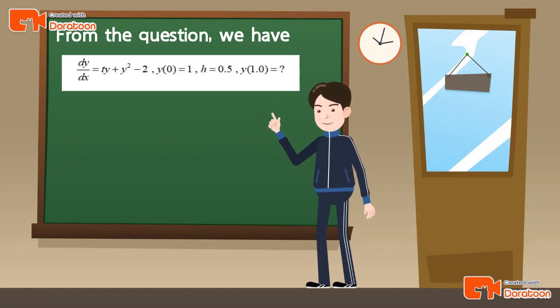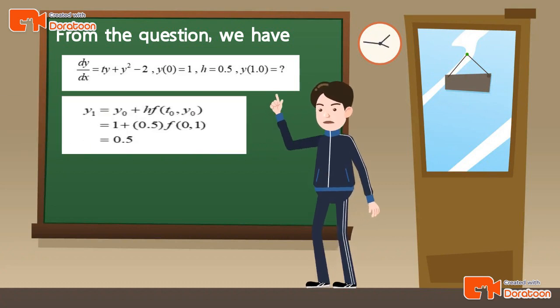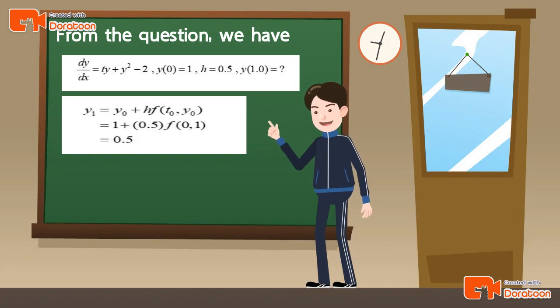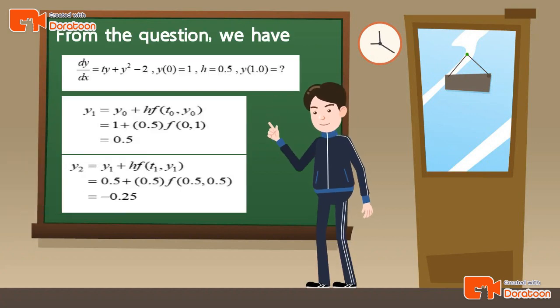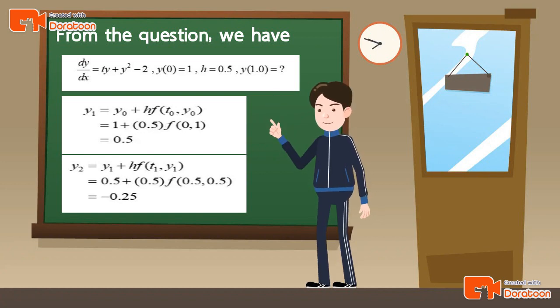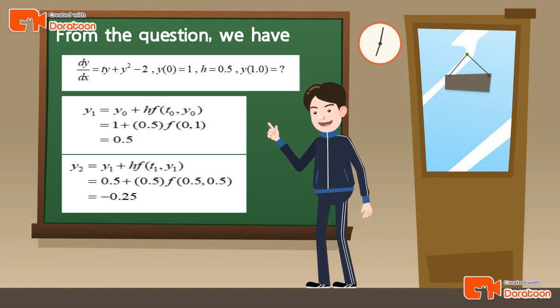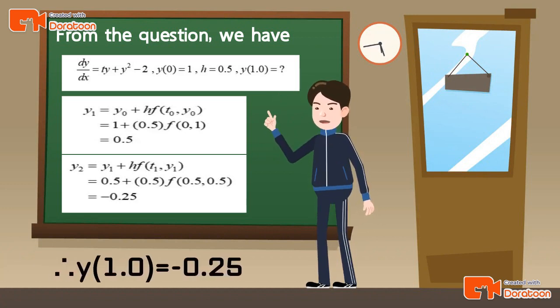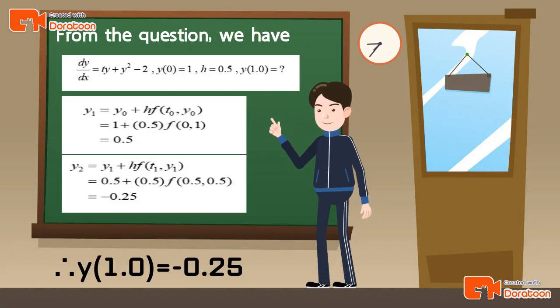Okay, so for the first step, we find y1 equals y0 plus h f(t0, y0). Then we insert the values that we have for t0 and y0, and we get the answer for y1 equals 0.5. Okay, for the next step, y2 equals y1 plus h f(t1, y1). Then we insert the values that we have for t1 and y1, and we get the answer for y2 equal to negative 0.25. Hence, we can conclude that the value for y(1.0) is equal to negative 0.25.